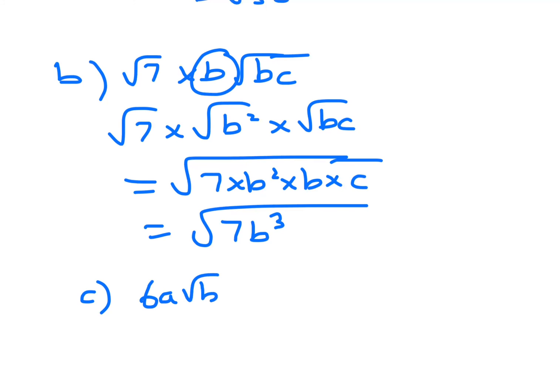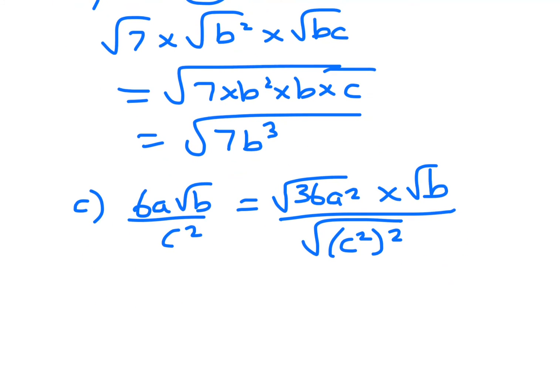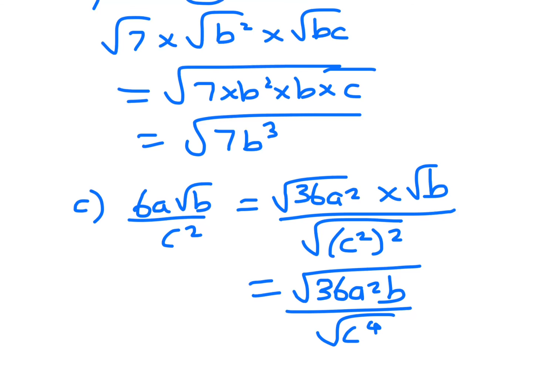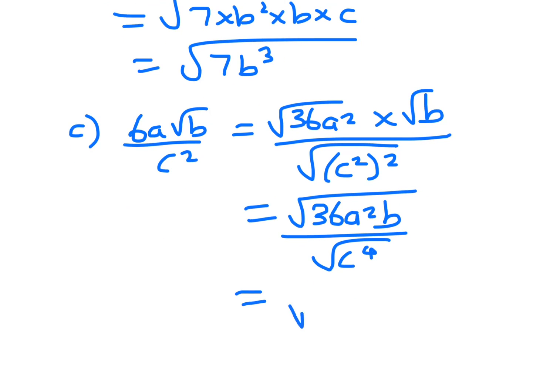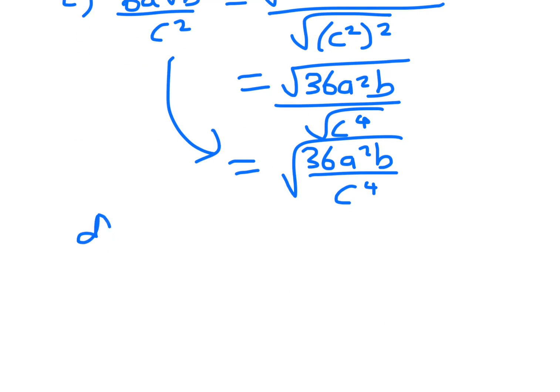Okay, c. 6a root b on c squared. So make that 36a squared times root b on root, and now you've got to square it. So it's c squared squared, so it's c4. So that's going to be root 36a squared b over root c4. And then if you put it right underneath the square root, it's 36a squared b over c4. So it's like going backwards and putting it underneath the square root.